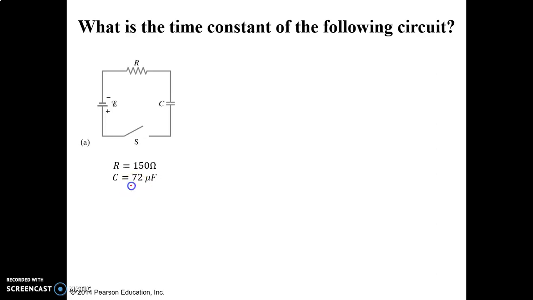By the way, 72 microfarads is kind of on the upper range of what capacitances are, but that's okay. You'll often deal with nanofarads, sometimes even picofarads in homework. All right, back to the question, what is the time constant of the circuit? Well, time constant, remember, is just resistance times capacitance. So that's 150 ohms times 72 times 10 to the minus 6 farads. Remember, micro is 10 to the minus 6th.